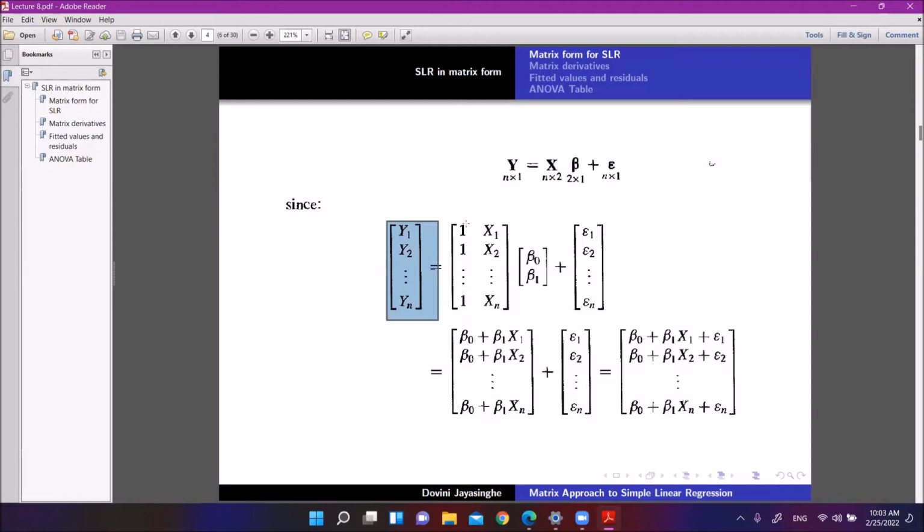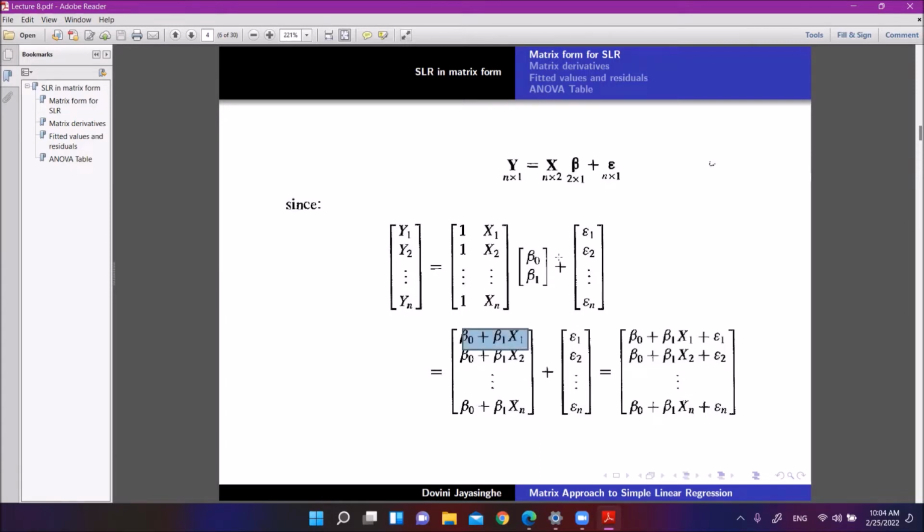This one is equal to x times the beta vector plus the error. So when you do the multiplication, how do you do this? This times this times this, likewise. So beta naught plus x1 beta 1. That is the first argument.